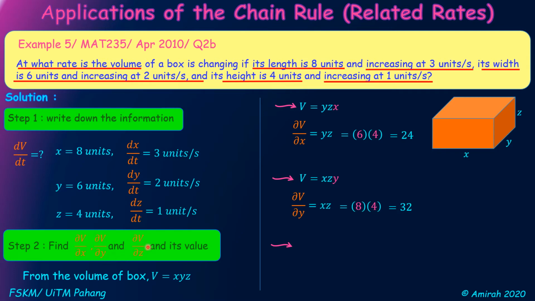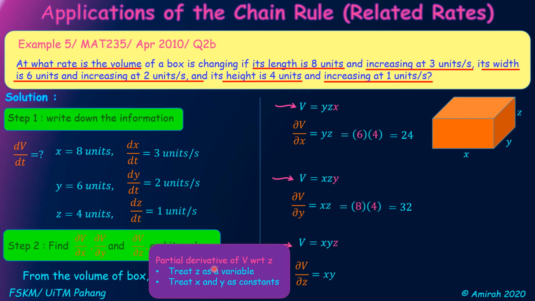After that, we need to find del v over del z. We use v equals xyz. Del v over del z means the partial derivative of v with respect to z, which means we treat z as the variable and we treat x and y as constants. To avoid error and make it easy to differentiate, we can put the variable z at the back and use a different color for z.